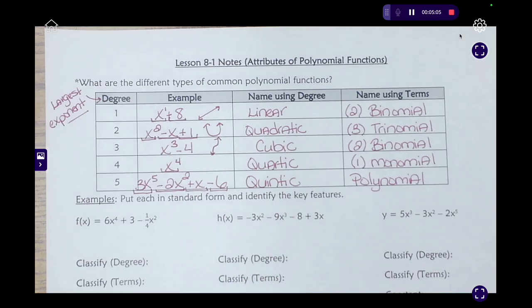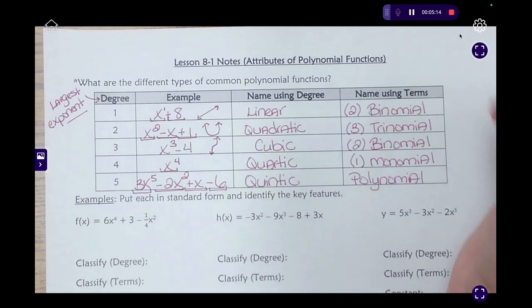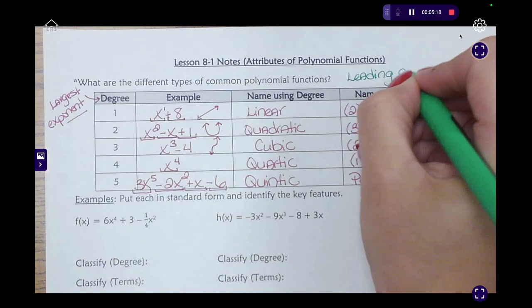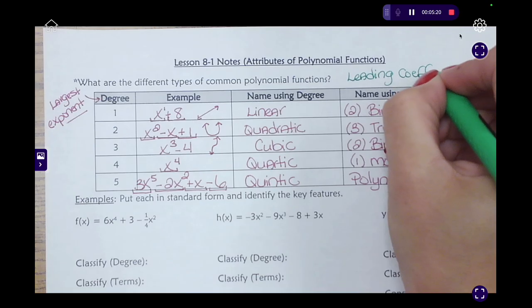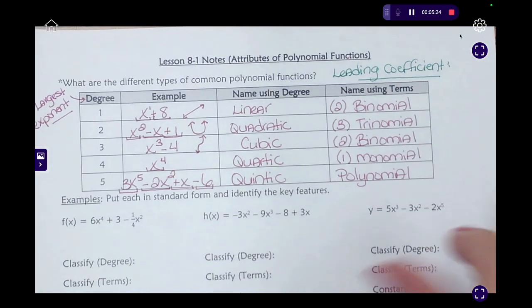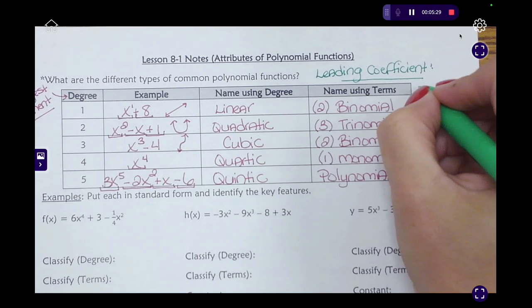Okay, so now we're going to work on some of that. Before we move on to some examples, there is some other vocabulary that you're going to see. We know the degree is your largest exponent. We're also going to have what is called our leading coefficient. Remember, a coefficient is a number that is in front of a variable. Because it is our leading coefficient, when I ask you to identify it, it is going to be the coefficient that's in the front.